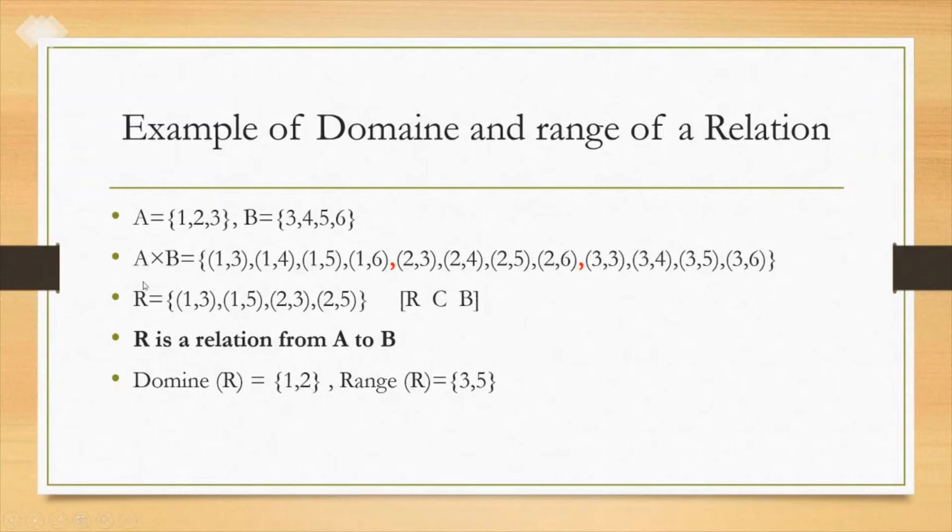What is the range of R? We collect second coordinates from R: 3, 5, 3, 5, but range of R is a set, so elements are not repeated. We write 3 and 5 only once. So the range of R is {3, 5}. Okay, so domain of R, which is the set {1, 2}, is clearly a subset of A, and range of R, the set {3, 5}, is clearly a subset of B.